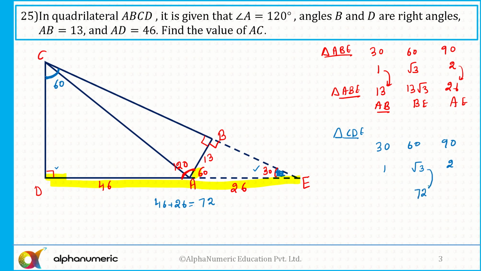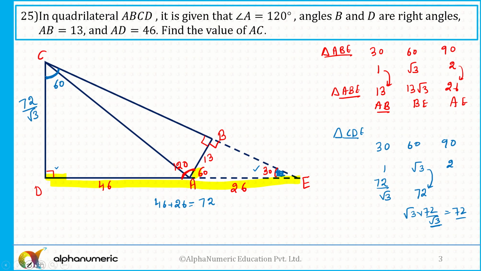So what is the multiplying factor? Root 3 is multiplied by something to get 72. So I can say it is root 3 into 72 by root 3, and root 3 into 72 by root 3 is equal to 72. So the multiplying factor is 72 by root 3. Multiply here: opposite to 30, it is going to be 1 into 72 by root 3. So the length of CD is going to be equal to 72 by root 3.